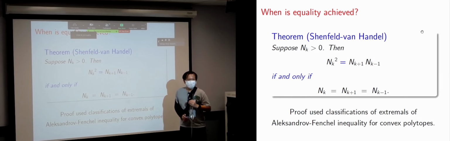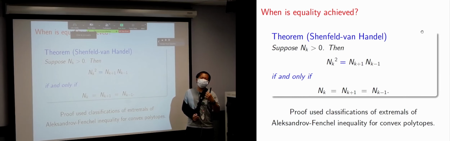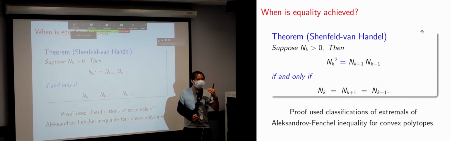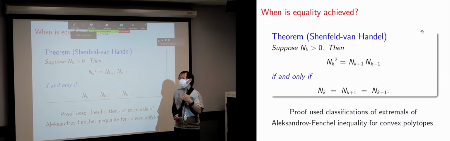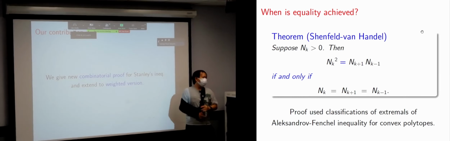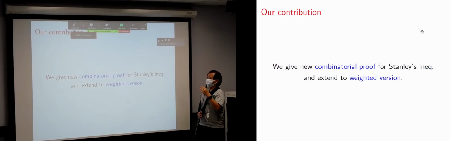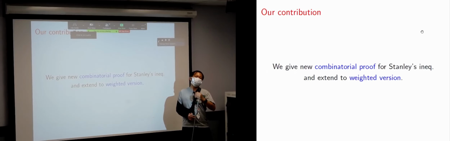Okay, I need to be careful now. If there's one thing that we are a bit disappointed with in this Stanley inequality, it's that it's done in a geometric way, that the Alexandrov-Fenchel inequality is used as a black box. So this makes the proof at least somewhat mysterious from the combinatorial point of view. That's why, in order to remedy this, we give a new combinatorial proof for Stanley's inequality. And furthermore, we extend this to a weighted version of it.